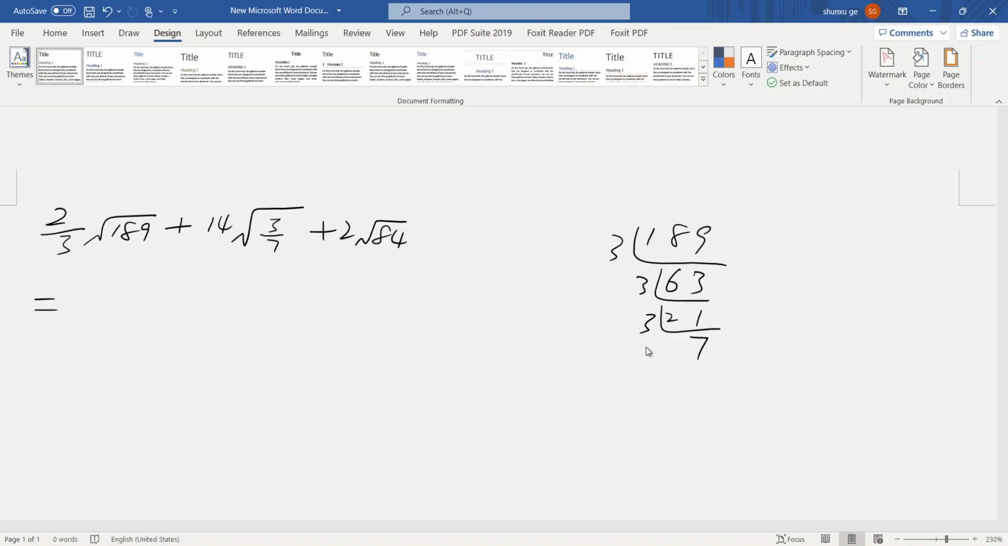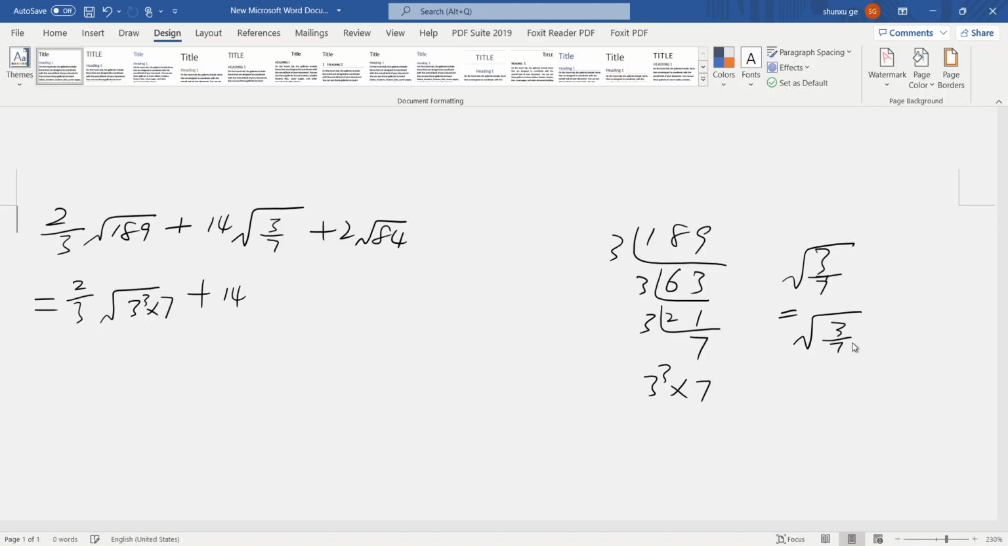Okay, so we can write 3 to 3 times 7. Okay, 2 square root of 3 cubed times 7. Then plus 14. And this way, okay, we do that here. Equal. So how to do this? How to do this one?